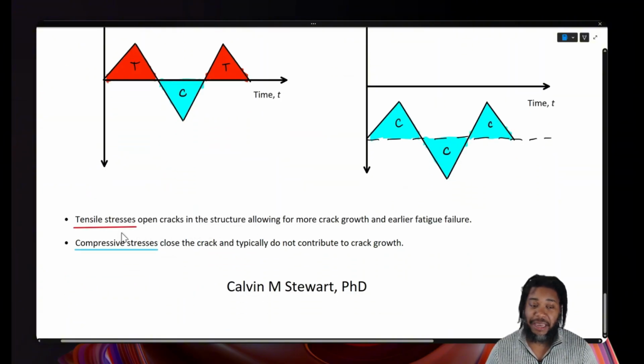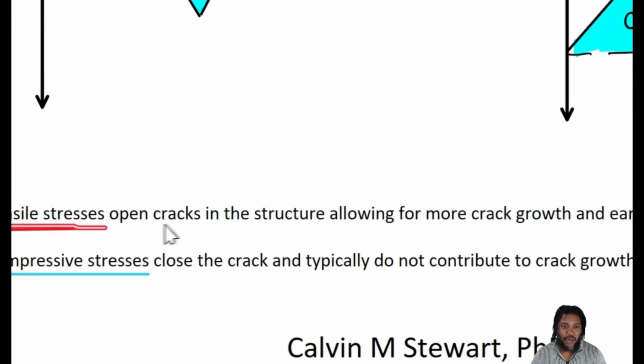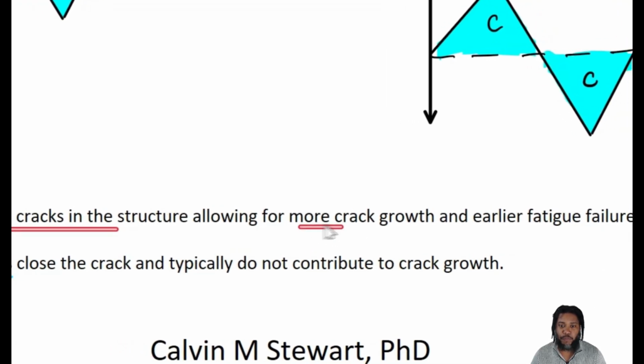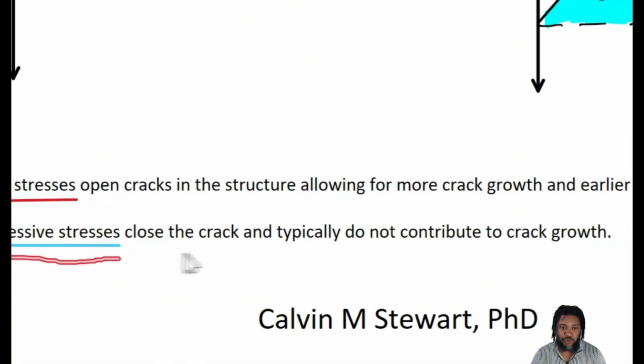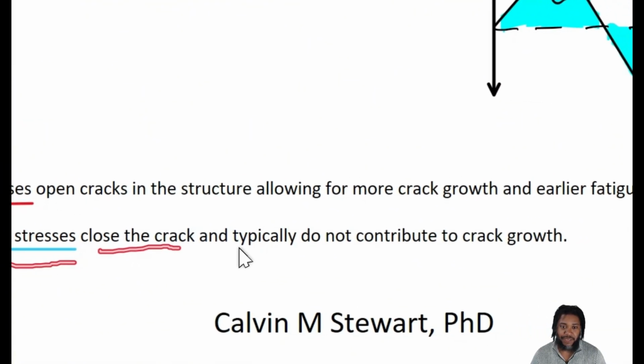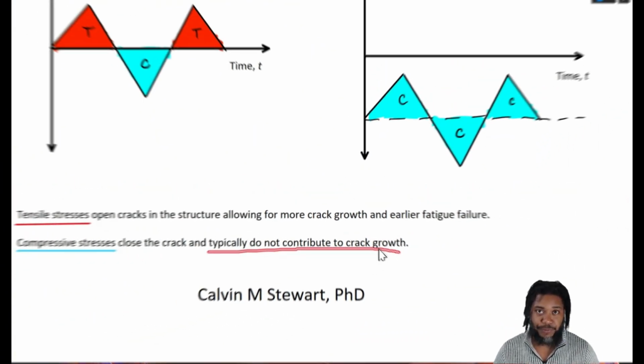Overall, what we can say is that tensile stresses open the crack, allowing for more crack growth and earlier fatigue failure, while compressive stresses close the crack and typically do not contribute to crack growth.